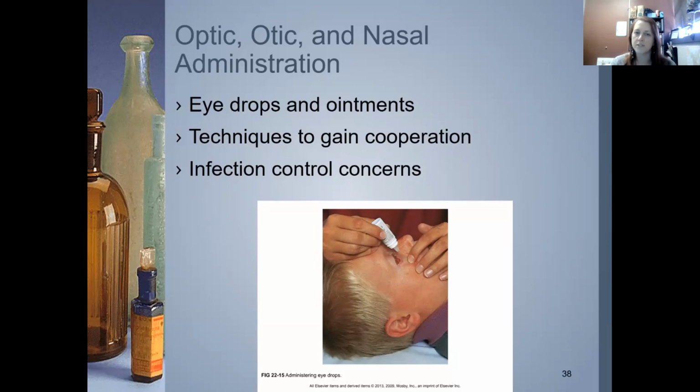General infection control stuff, the same things apply. Teaching parents, not touching the tip to the eye, keeping it closed. They shouldn't share medications, good hand washing afterwards.